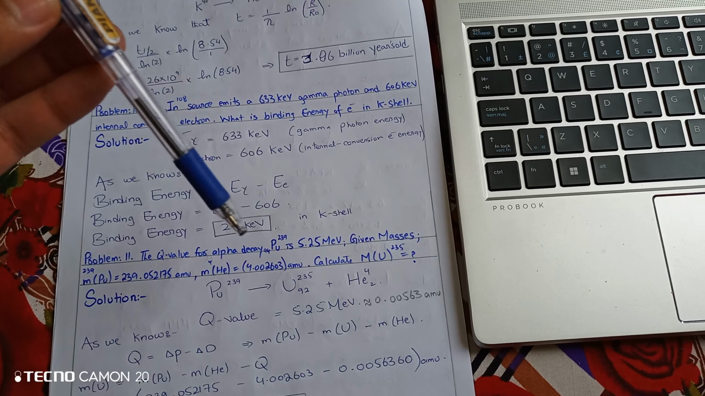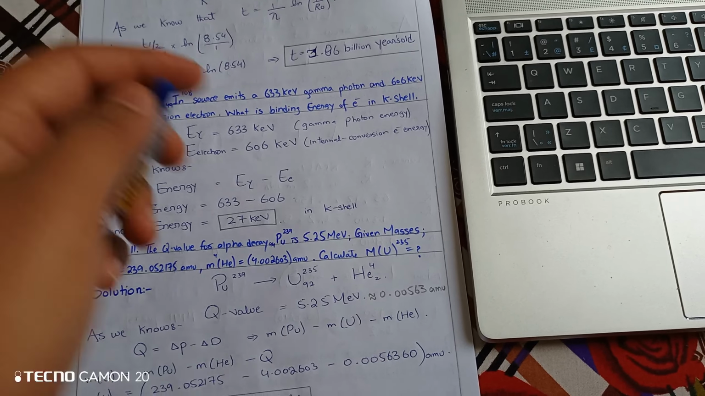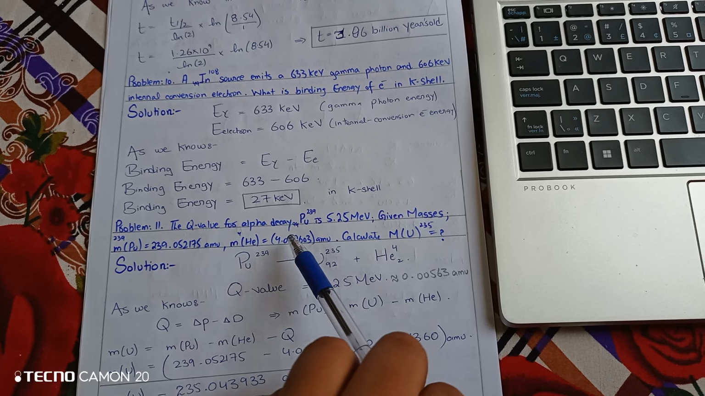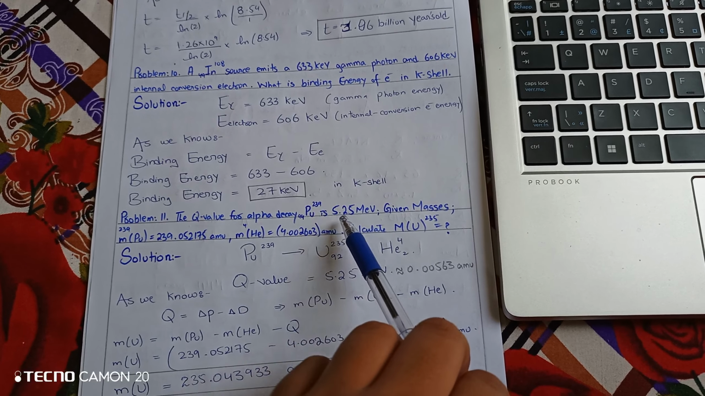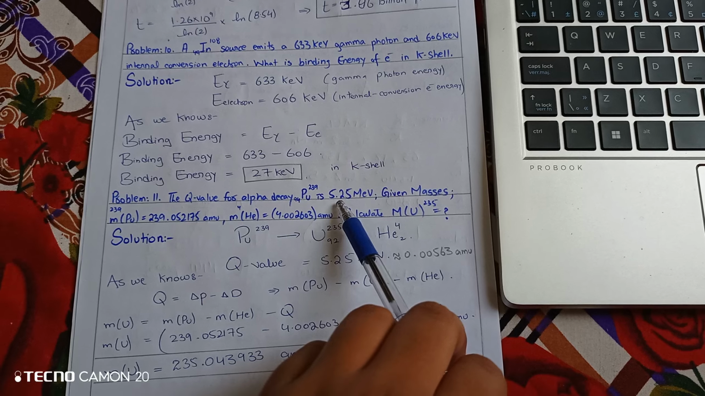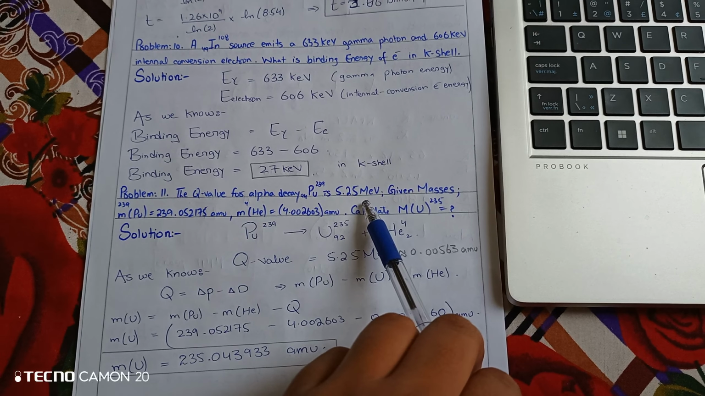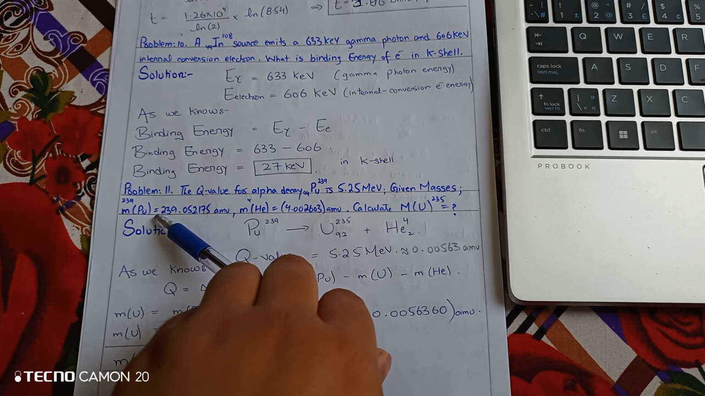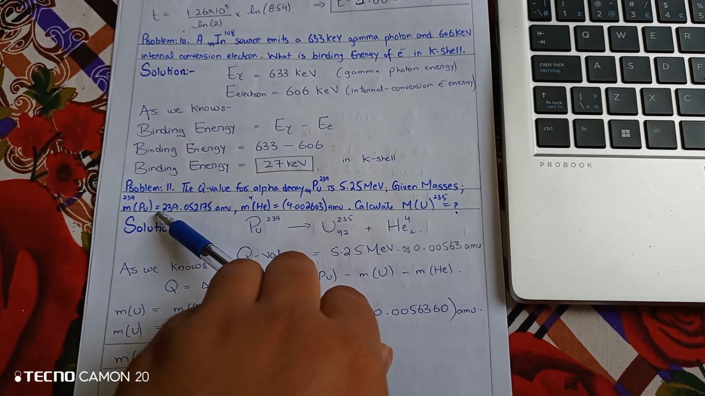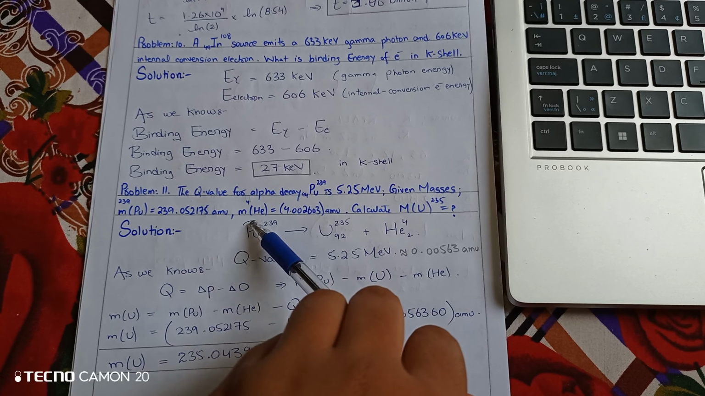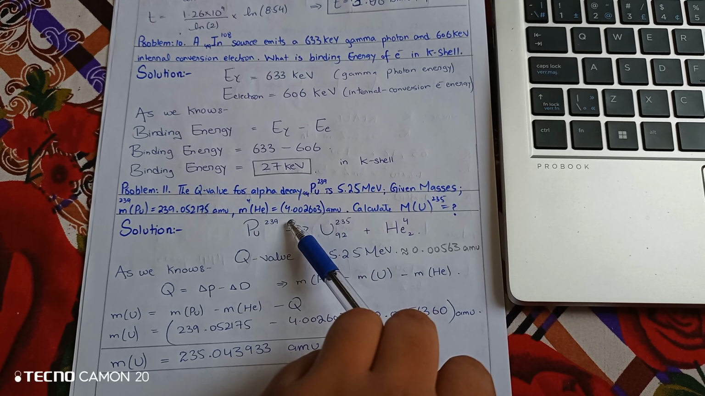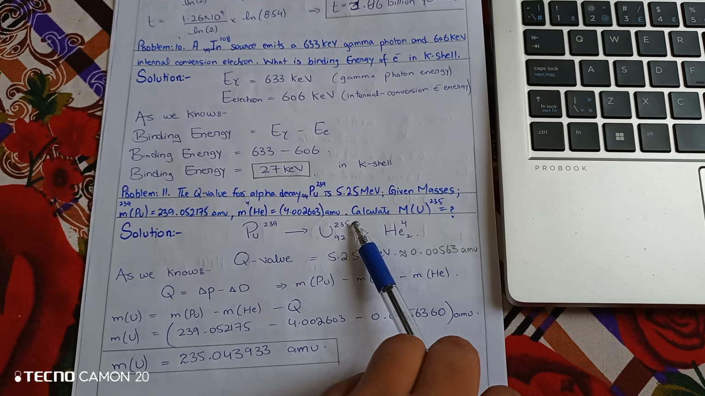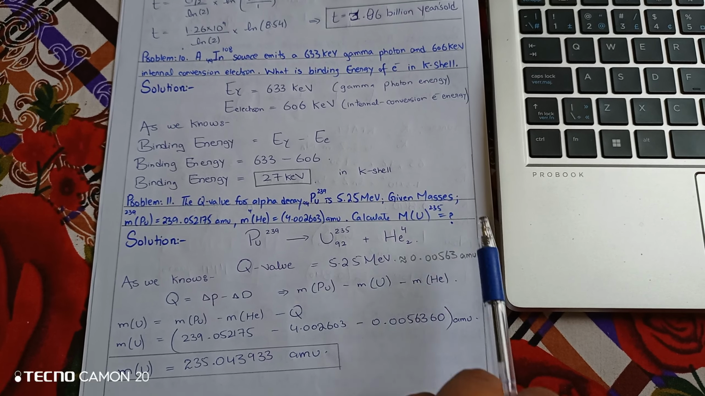The 11th problem says the Q value of an alpha decay of Pu 94 239 is given, which is 5.25 mega electron volts. Given the mass of plutonium, which is 239.052175 AMU, and the mass of helium, which is 4.002603 AMU, you have to calculate the mass of uranium 92 235 in AMU.